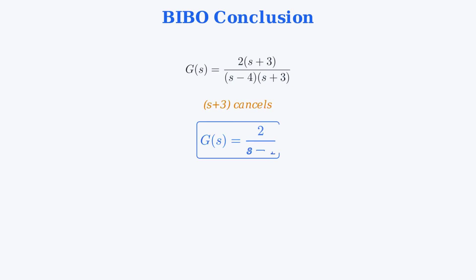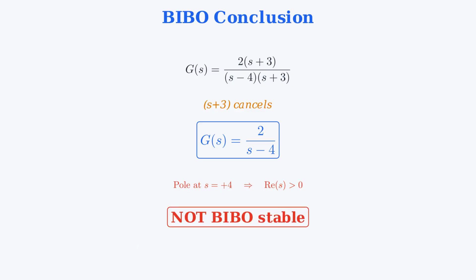Notice the factor s plus 3 appears in both numerator and denominator. It cancels. g of s simplifies to 2 divided by s minus 4. This transfer function has a single pole at s equals 4. The pole at +4 is in the right half plane. Conclusion. The system is not BIBO stable.